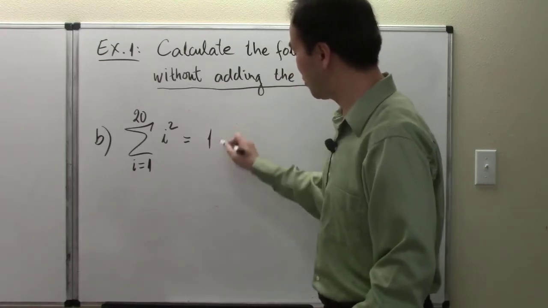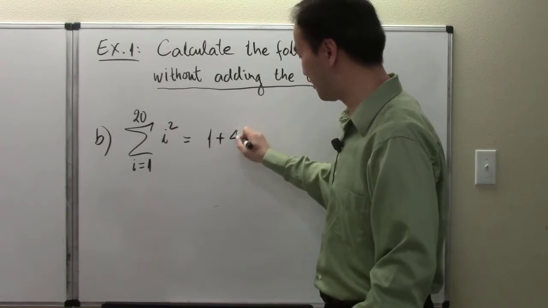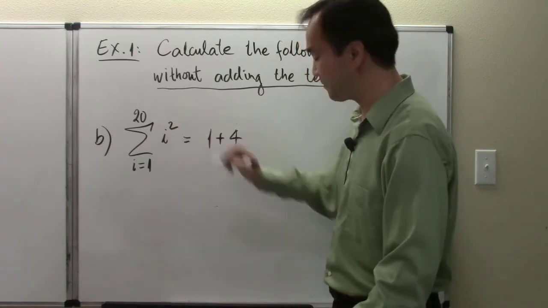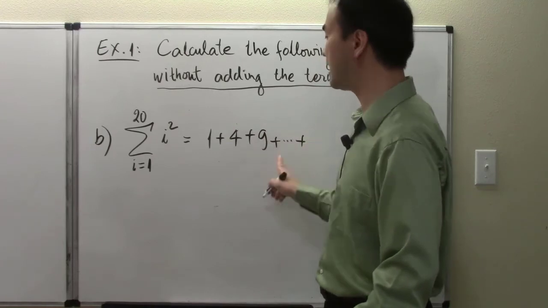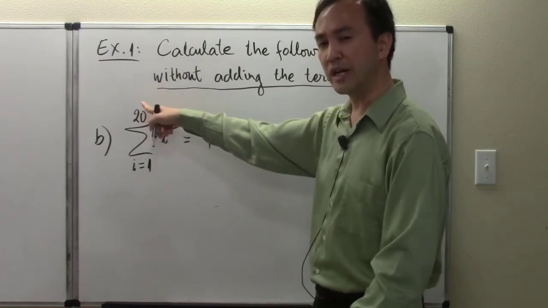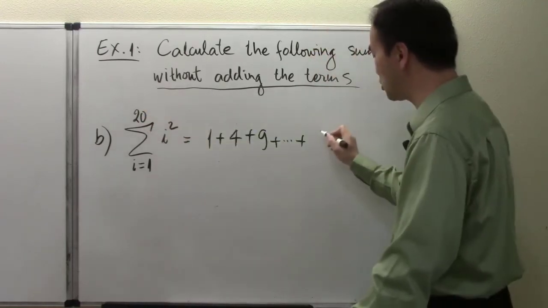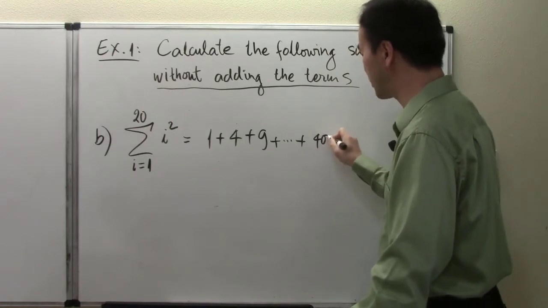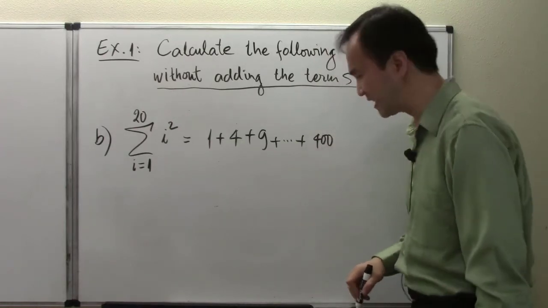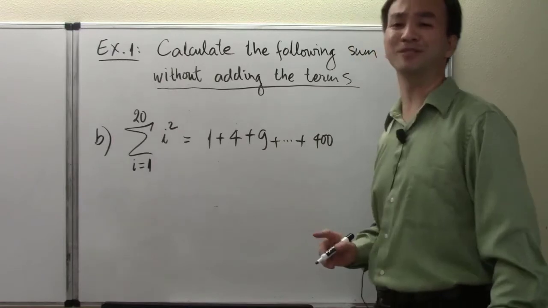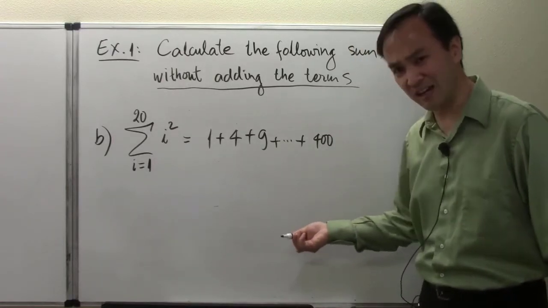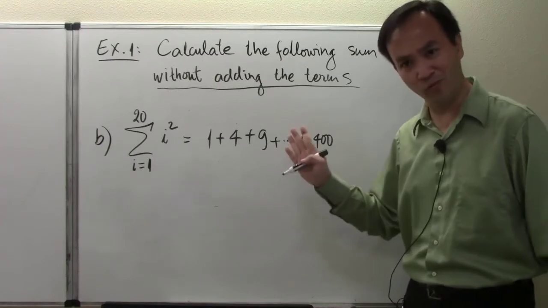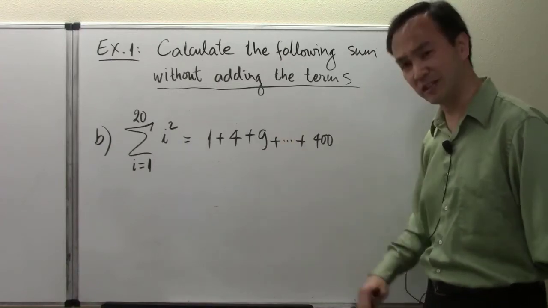So term 1 is 1, term 2 is 4, because 2 squared is 4, plus 9, plus so on and so on. My last term is the 20th term, which has value 400, because 20 squared is 400. Now good luck adding up all the terms. It might sound funny, but that's the point. We don't want to waste our time adding up all the terms like that.